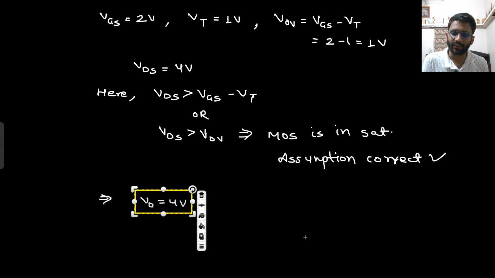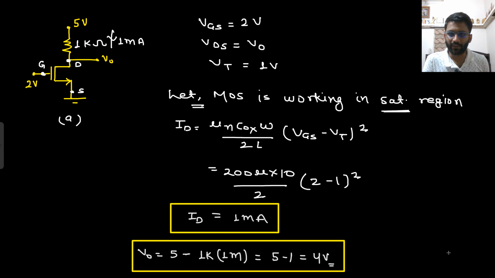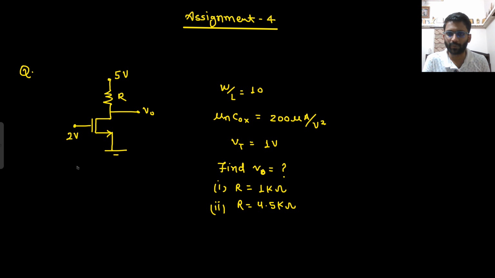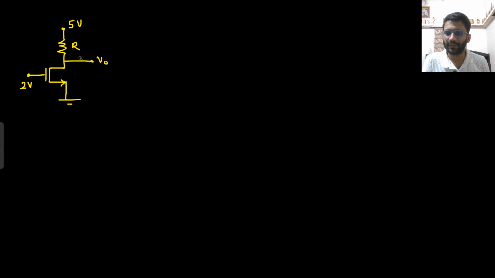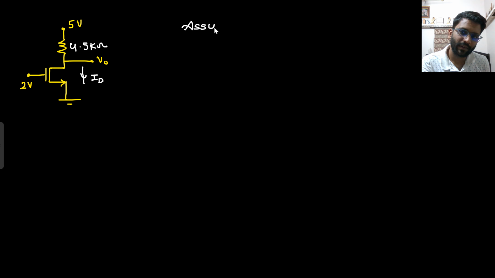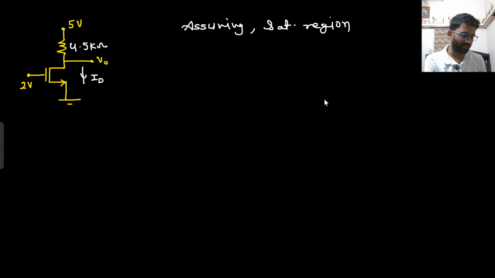Now take the condition of R equals to 4.5 kilo. If R is 4.5 kilo, what will happen then? What will be your ID? So again what will I assume? Assuming saturation region. Again I will assume saturation region.